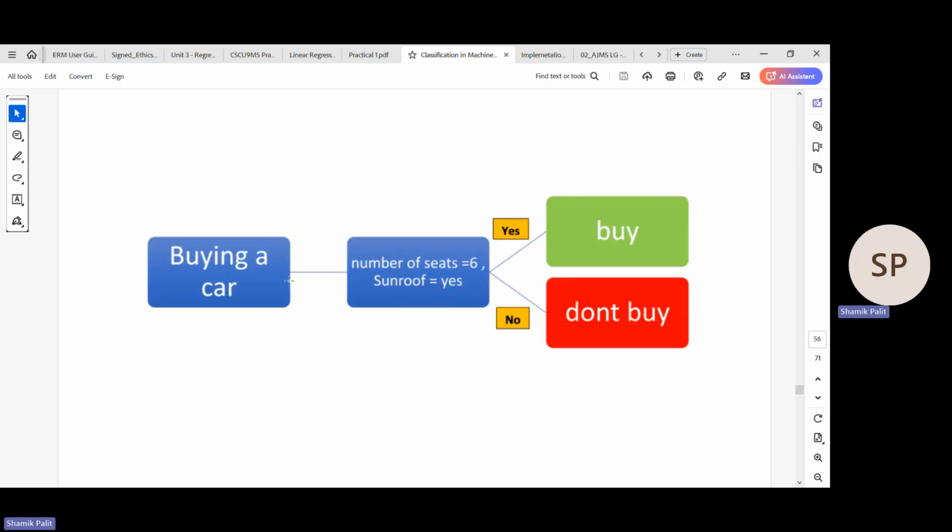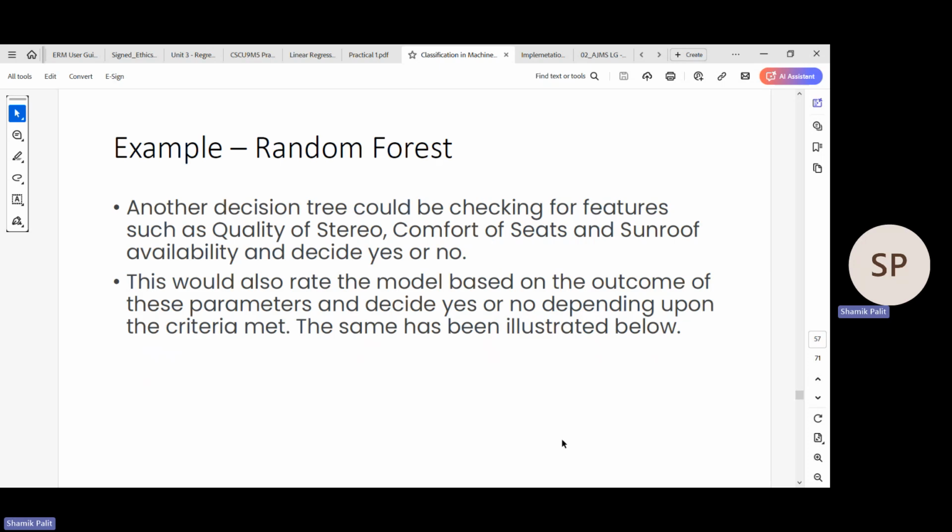And as you can see, like buying a car, if we represent it with a workflow, number of seats, and based on that we have to decide buy or don't buy. And this is exactly the backbone of the algorithm, where the decision of the buyer depends on various features like number of seats, sunroof. Apart from that, we can also make use of other features associated with that particular algorithm.